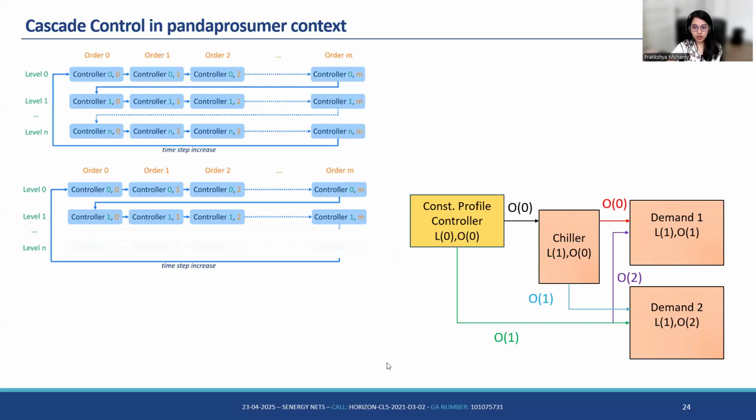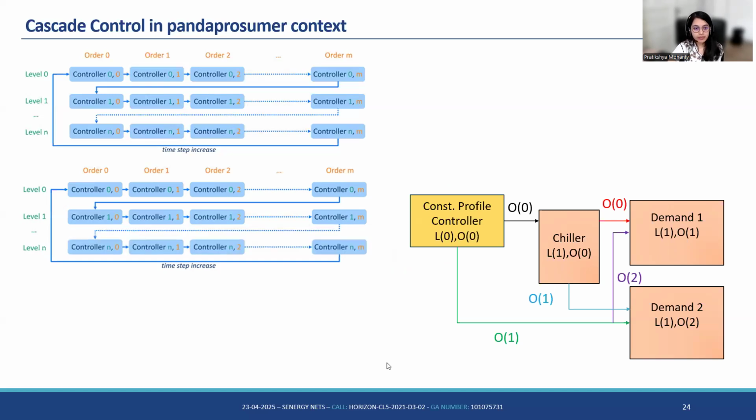But this logic can be understood right now as follows. Each controller has its own order, meaning that the controller with the lower order executes itself first, and once it has converged, it forwards its output time series to the following controller.